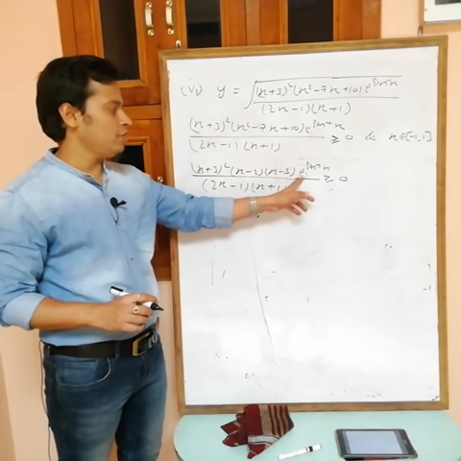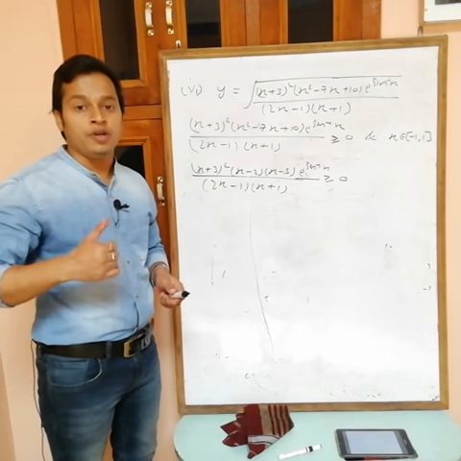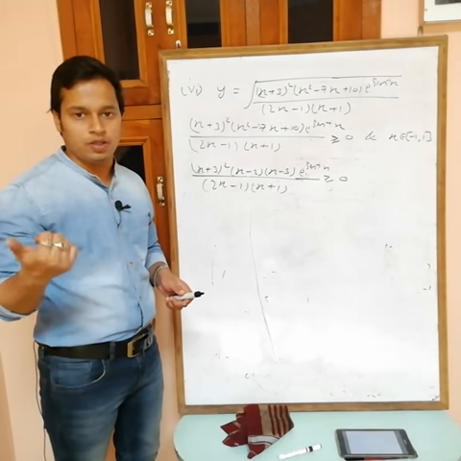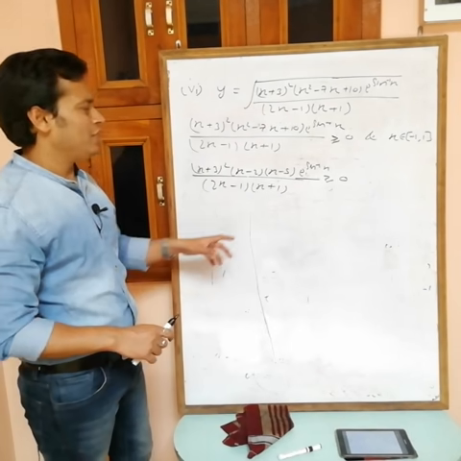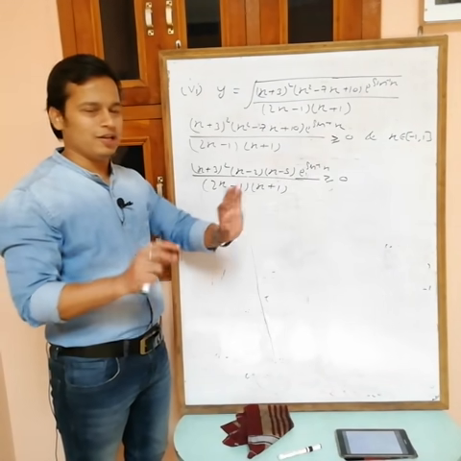Now remember one thing, e power sine inverse x is always positive. It is an exponential function, e power anything is always positive. You can also divide by this one, no problem. If you put this one there, then also no problem.